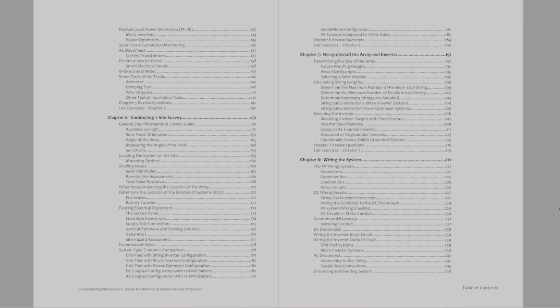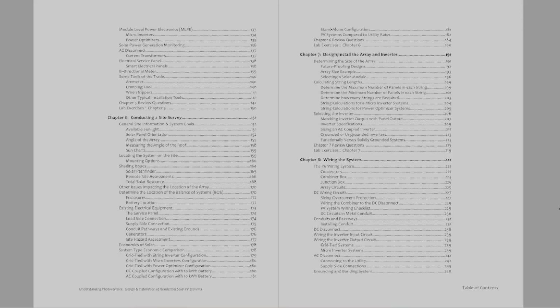And then Chapter 6, we get into a more practical, the actual doing a site assessment. How do you assess orientation of the panel? How do you assess for shading? How do you hook into the existing electrical system? Things of that nature. And then we do an economic comparison between the various systems, why you would pick one system over another from an economic standpoint.